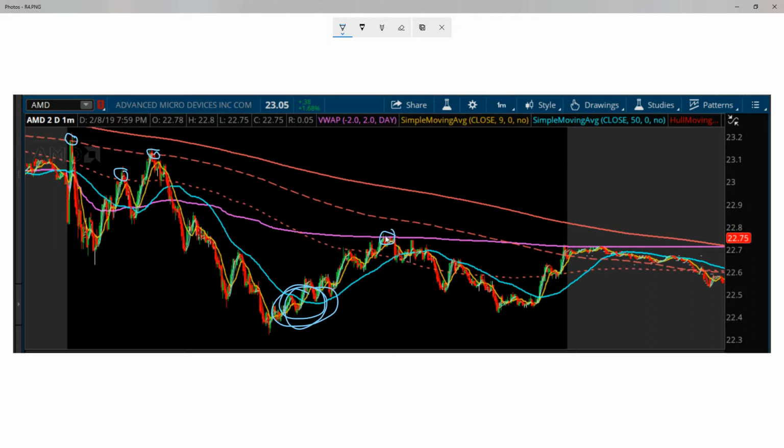These are all hit and run strategies. And then it pulled away again, and here you go again. You got the 50 over here, the VWAP is on top. What does it do? It pulls away from the 22.50 area right back to the 22.70. It's a 20-cent run. And there it goes. Okay, there's your hit and run strategies there.